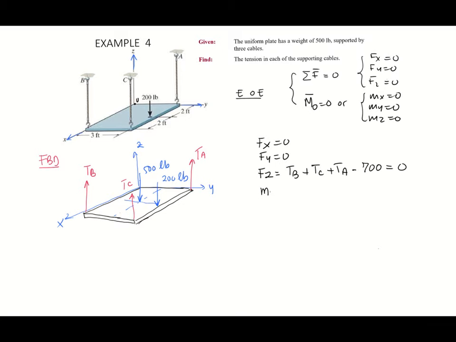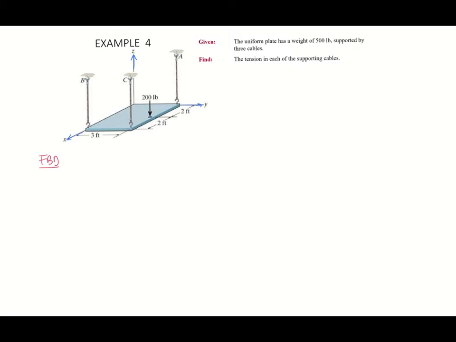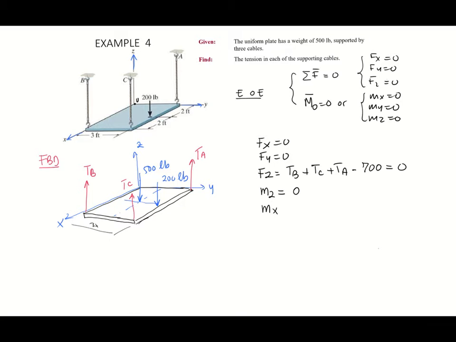As we see, if we start with the moment about z, we see that all forces are parallel to z, so therefore we have 0 moment about the z-axis. Then we have moment about x. All the forces that have a distance between the axis and the force perpendicular to the axis produce moment. So here the distance will be 3 feet, right? And between the axis and the weight is 1.5 feet. So we can say that we have 3 times TC plus 3 times TA, right? And then we have negative 3 times 200, and then negative 1.5 times 500 equals to 0.